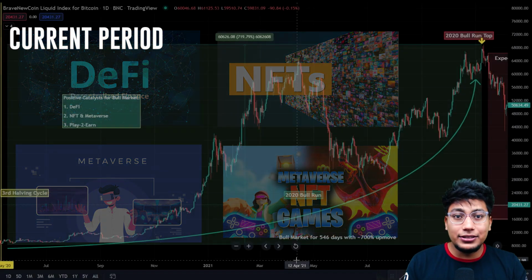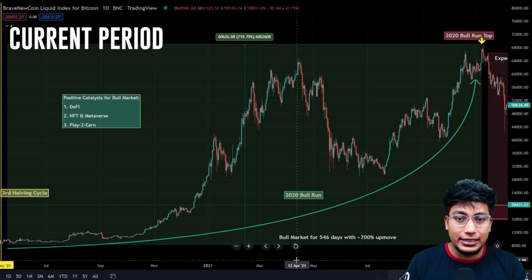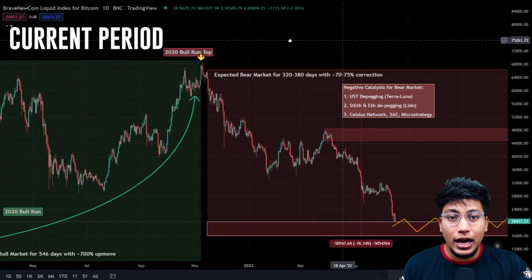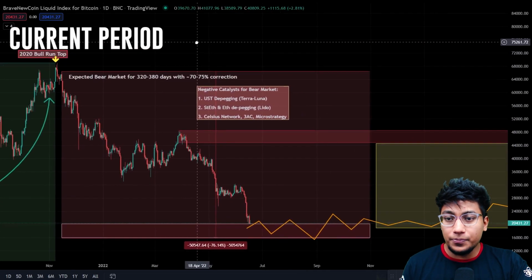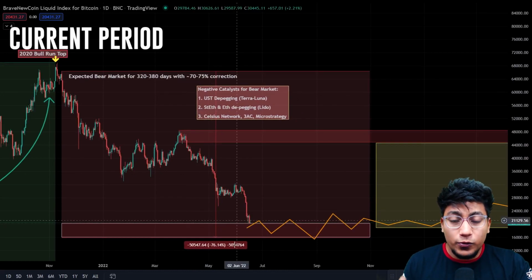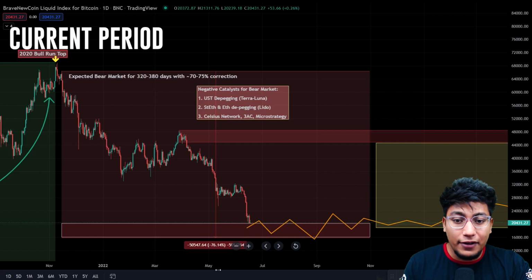So all these three things acted as a positive catalyst, and we saw a great bull market. Moving ahead, now we are into the bear market again. So we will expect the same things that we saw in history. So we will potentially see a crash of 75 to 80%.